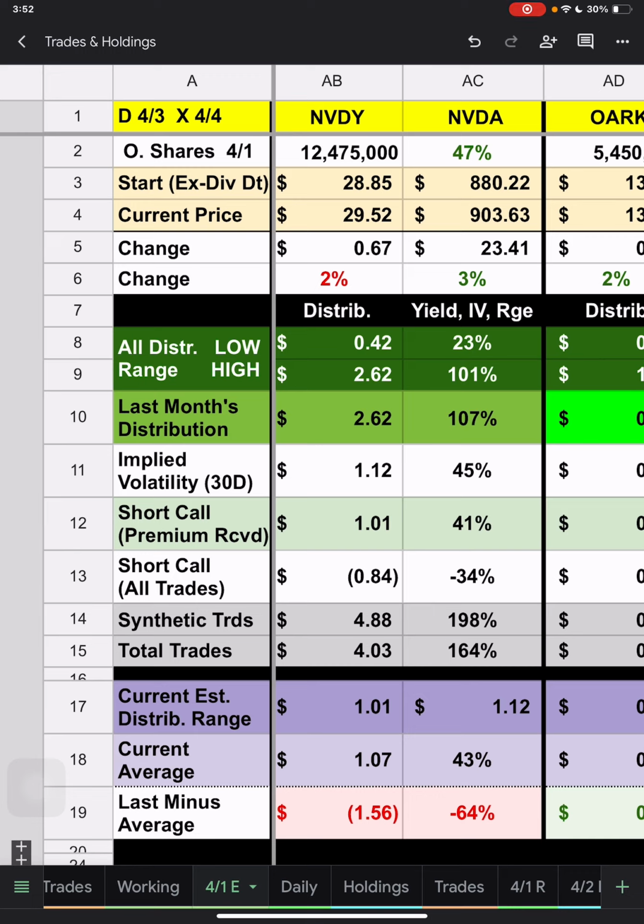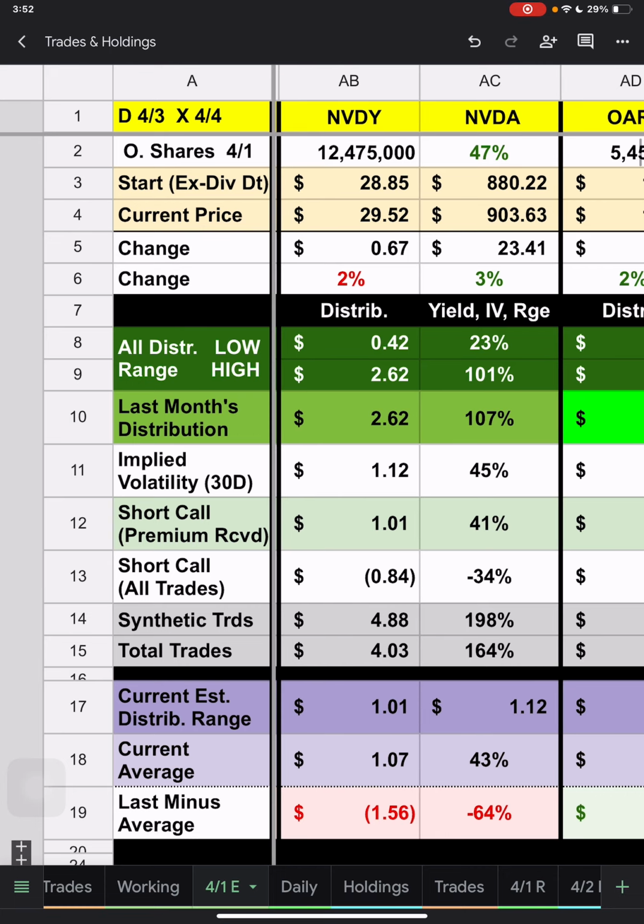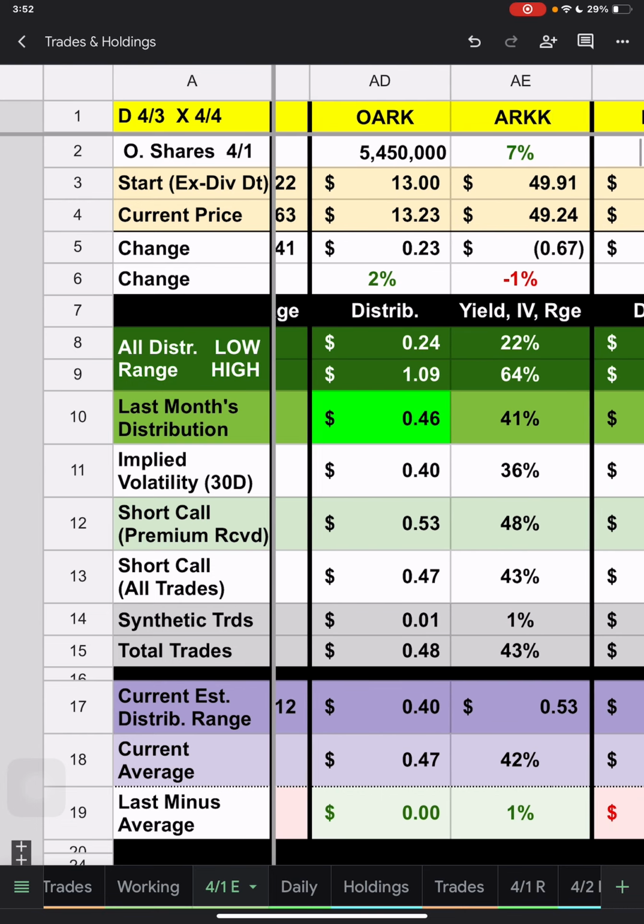And it might be because NVIDIA's come way down. It was going way up, and then it just sort of got stagnant, started coming back down and staying around that 900 range. But short call premium is $1.01. We have a range of $1.01 to $1.12 with the average $1.07.